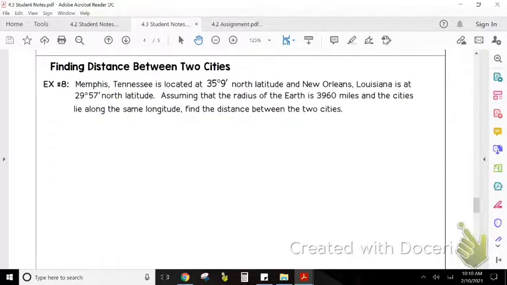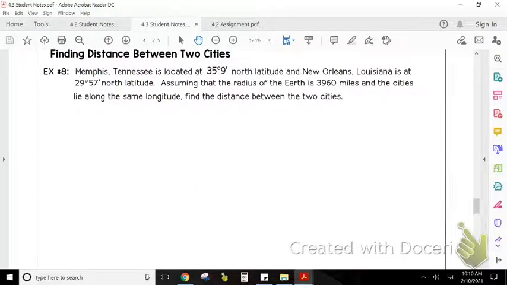Alright, so this is what we've got going on here. You've got to think about it like on a globe. So here's my equator, and it tells us that the radius of the earth is 3960. I'm going to use New Orleans because it's my smallest angle. New Orleans is at 29 degrees 57 minutes, so here is New Orleans, and that would be our angle of 29 degrees 57 minutes.